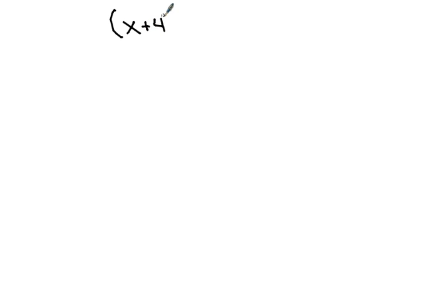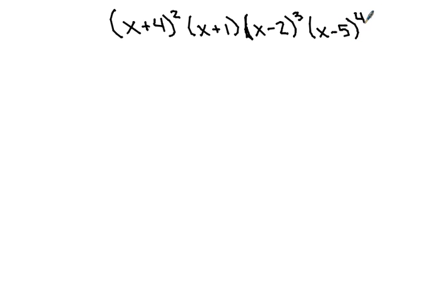So we'll have something like (x plus 4) squared, (x plus 1), (x minus 2) cubed, and then something like (x minus 5) to the 4th. This is probably more complicated than I would ever give you, but this allows us to talk about all the behaviors we're going to look at as a whole. So this is going to be our function to start off. It's already in factored form.